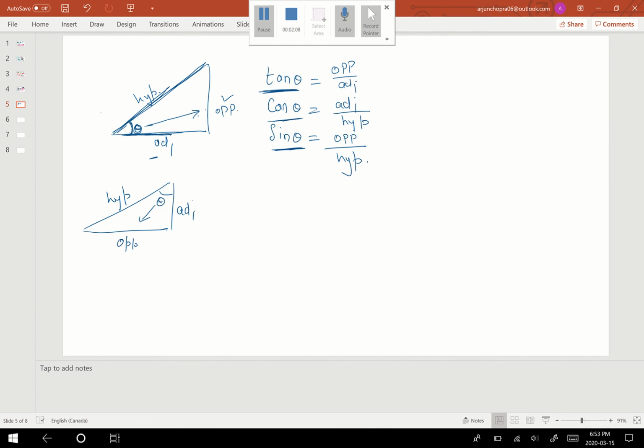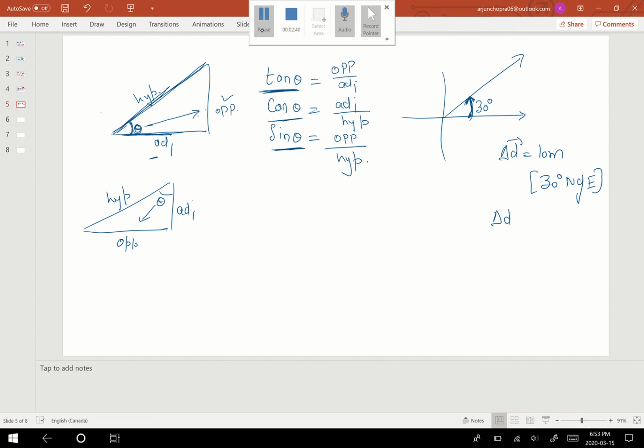All right. So let's say we are given a person covers a displacement of 10 meters at an angle of 30 degrees north of east. North of east means you will have to start from east and you will move towards the north. That's how you will measure the angle.